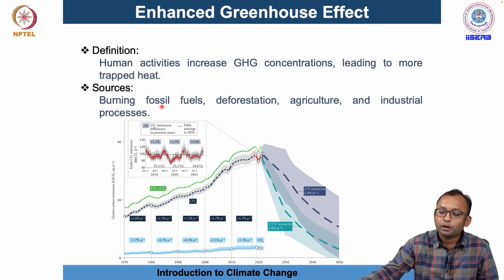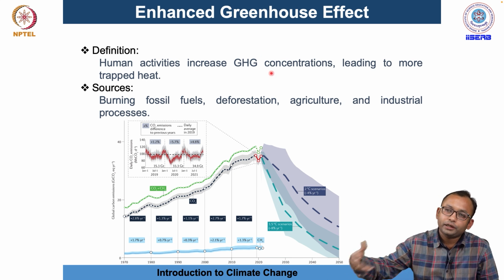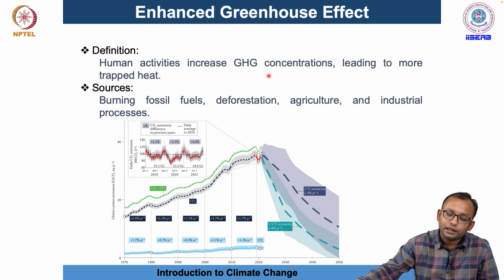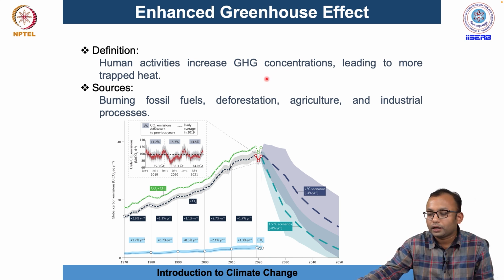For example, burning of fossil fuels, deforestation, agricultural activities, or industrial processes all lead to changes in the Earth's surface energy budget, and therefore accelerate the greenhouse gas effect in the atmosphere, and that increases the energy or temperature of the overall Earth surface.